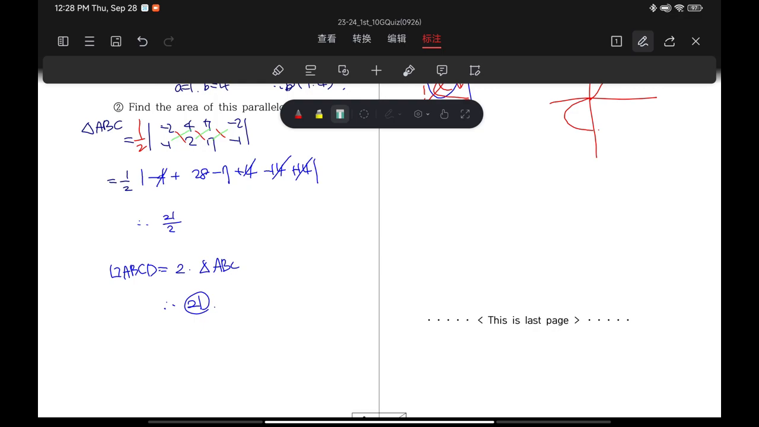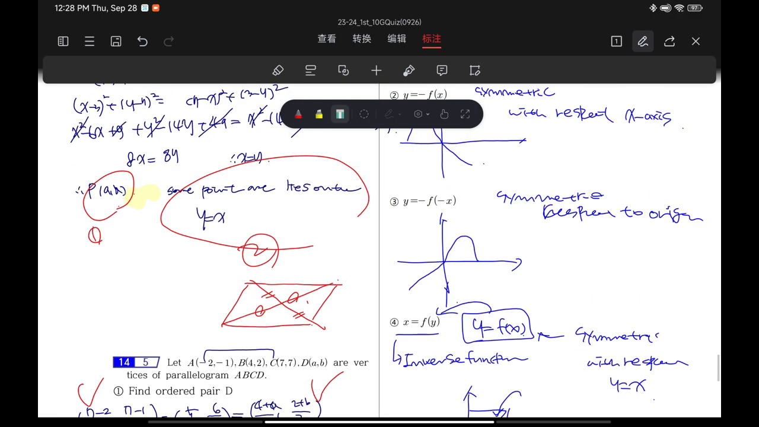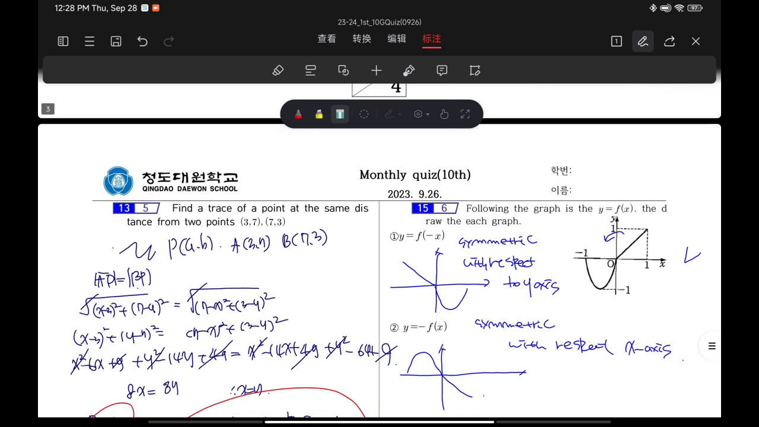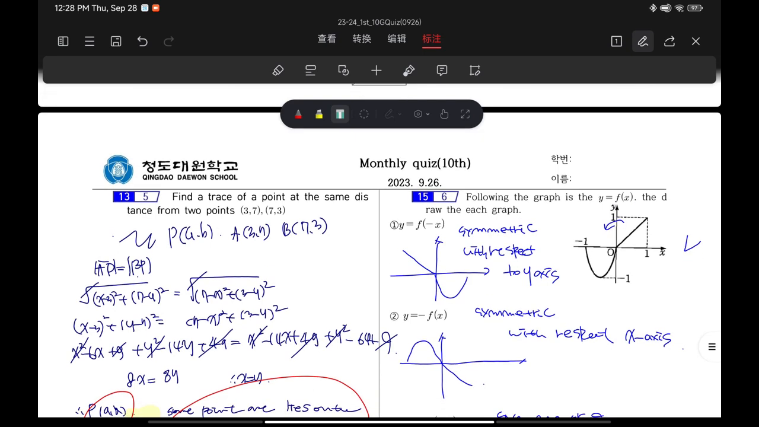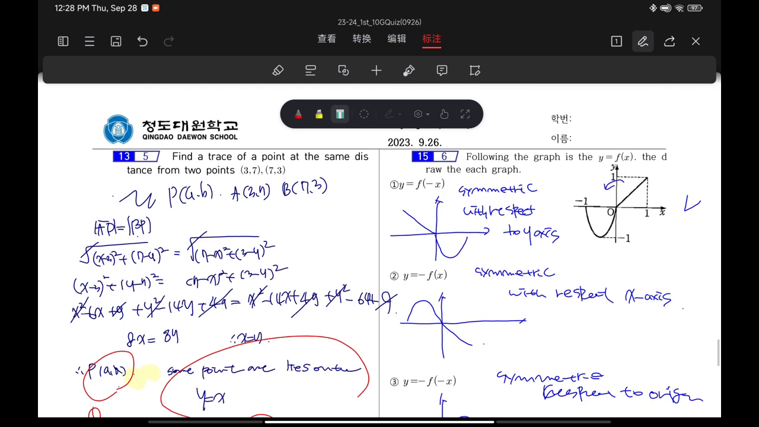So the area of triangle ABC equals, so the parallelogram ABCD is 21. So last question. Following the graph, y equal f(x), draw each graph. So y equal f(-x) means symmetric with respect to the y-axis. So folding using the y-axis, you can draw it like this.